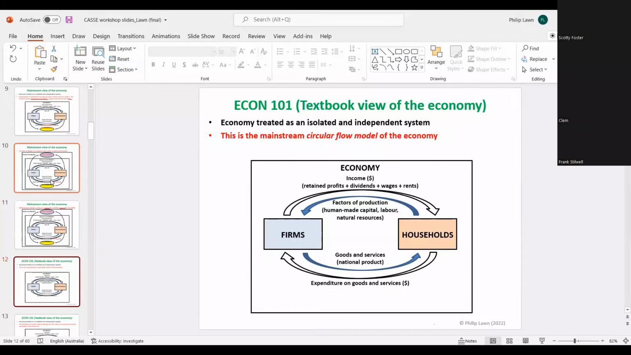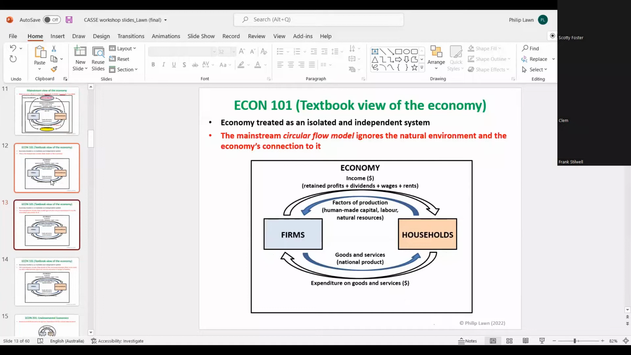But essentially, if we look at it in a more simplistic form, the model that you are presented in the textbook is usually confined to firms and households. And this is referred to as the mainstream circular flow model of the economy. So it remains independent, and goods and services and income just circulate like a perpetual motion machine.